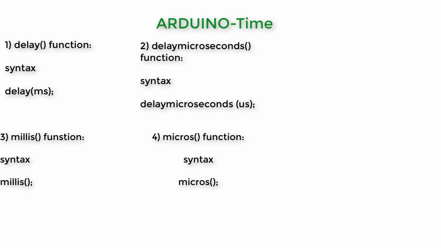Number 3, the millis function. This millis function returns the amount of time elapsed since the beginning of the program execution in milliseconds. Number 4, the micros function. This is similar to the previous function, except that it returns the time elapsed since the beginning of the program execution in microseconds, and the return data type of both these functions is unsigned long.